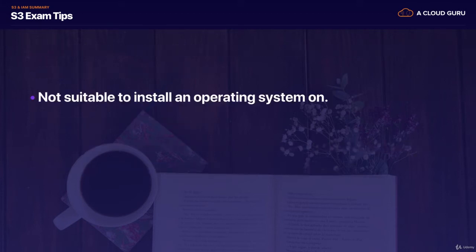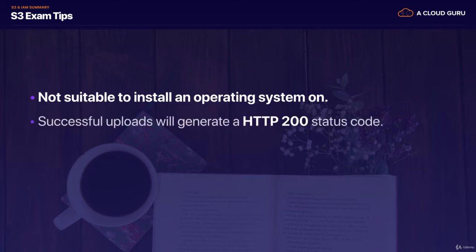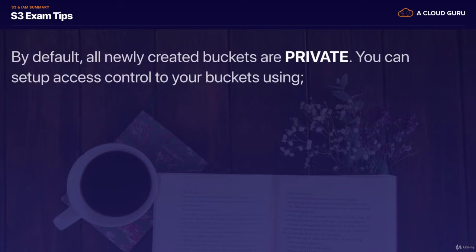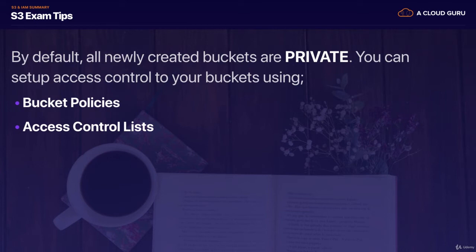Now, remember that S3 is object-based storage, so it's not suitable to install an operating system on or a database or anything like that. And when you upload objects to S3 or files to S3, your browser is always going to get a HTTP 200 status code that the upload has been successful. Now, by default, all newly created buckets are private. You set up access control to your bucket using bucket policies, and bucket policies are bucket-wide. And then you can also use access control lists, and these can go down to the individual files or objects in your bucket.